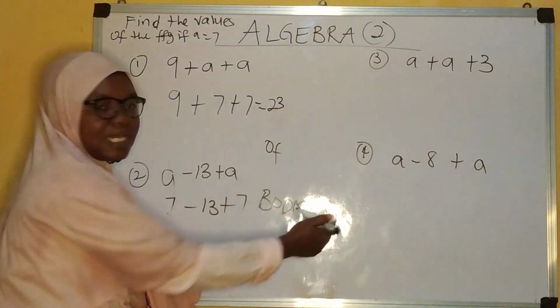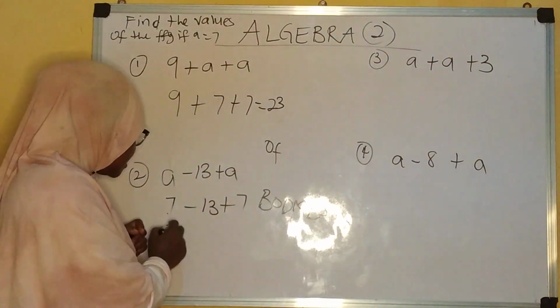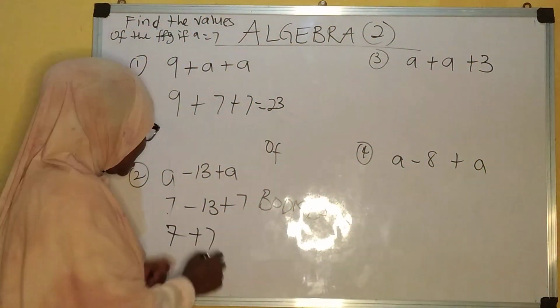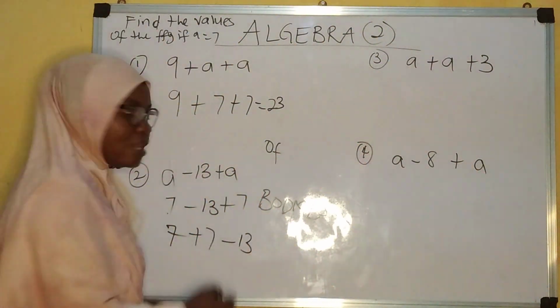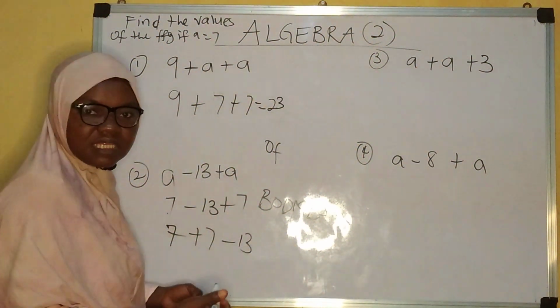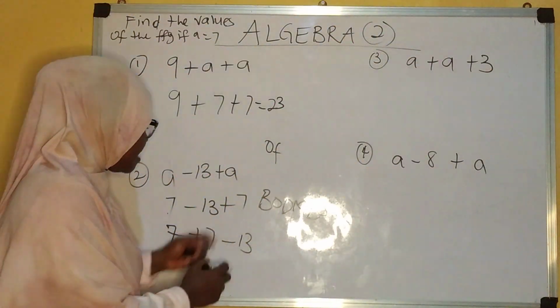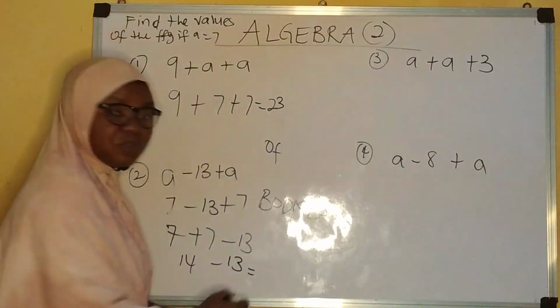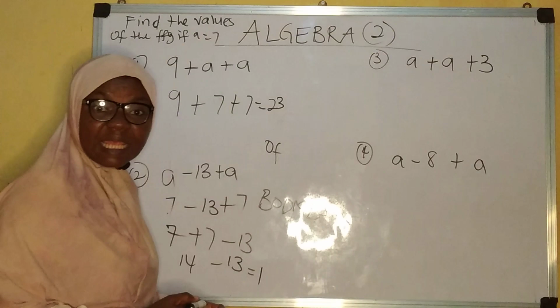So I'm doing addition first. I'll go with this plus. This is 7 plus this 7, and then minus this 13. Is that clear? So if I'm going to do 7 plus 7, originally it is 14. It will now be 14 minus 13, and that will give me 1. Is that clear? Alright.